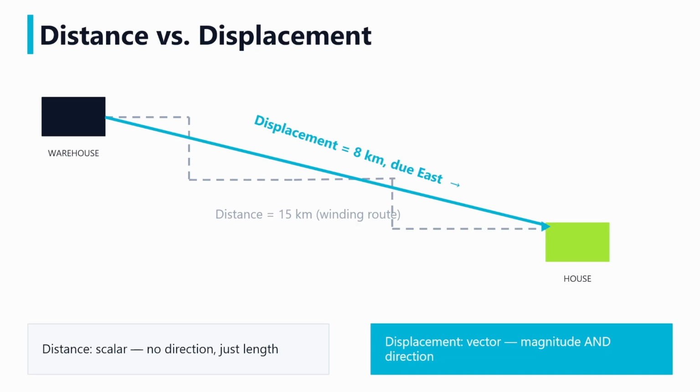But now ask a different question. How far is the customer's house from the warehouse in a straight line? In other words, what's the shortest distance between the initial and final position of Priya? That's 8 kilometers due east. This is called displacement and it's a vector. It has a magnitude, 8 kilometers, and a direction, east. Both pieces of information are essential. 8 kilometers alone doesn't tell you where the destination is. Same journey, two different questions. Two completely different types of answers.